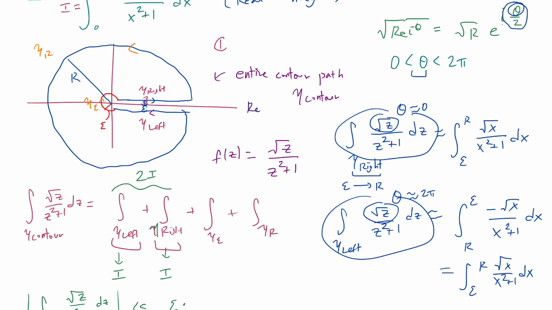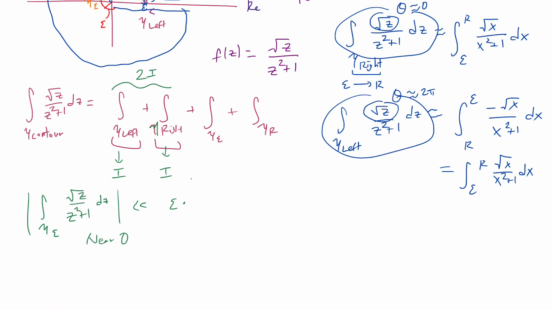It's just the usual positive square root of the modulus. So in magnitude, we're going to get something like the square root of epsilon over epsilon squared plus 1. And this is going to 0 as epsilon goes to 0. So this part is going to go to 0.